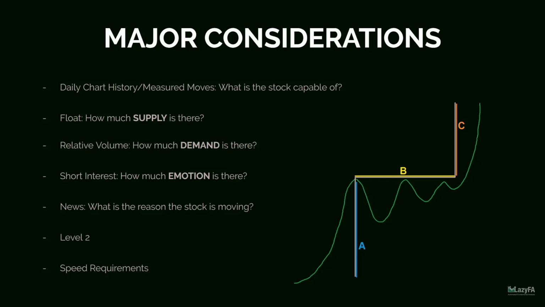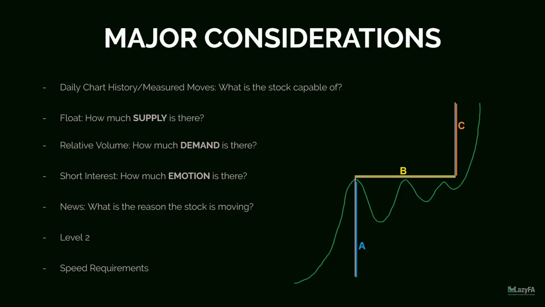If the average volume is, say, 500,000 shares on a stock, but today at 9:45 a.m. the stock has already traded 10 million shares, that's a huge, huge difference versus the average. So relatively speaking, relative to the average, there's a huge amount of demand.